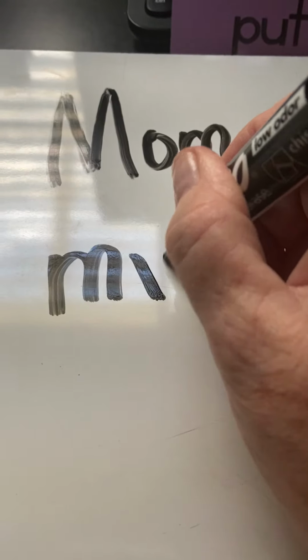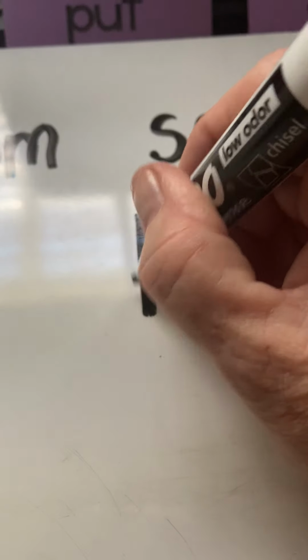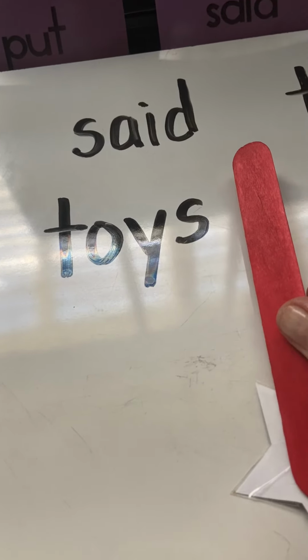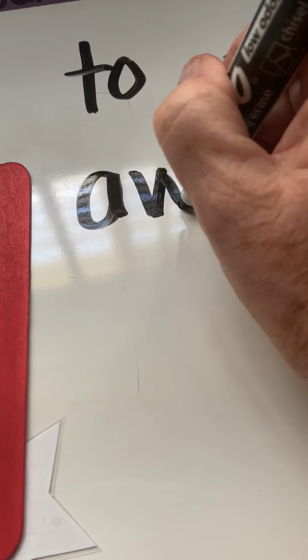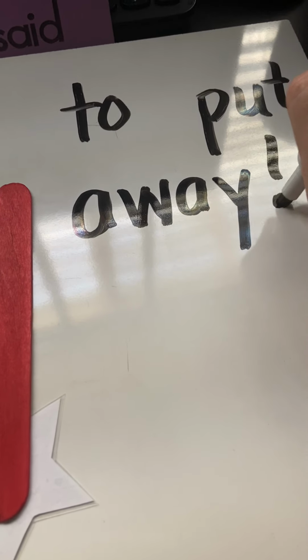All right. I'm going to say my. You guys know that. It's a lowercase because it's still part of the same sentence. My toys, or you could say shoes, or you could say clothes. You could say things. Toy. Okay. I put a space here. I put a space here. And then I'm going to say away. It's an A. W. A. And it's a tricky Y. My mom said to put my toys away. Exclamation mark.